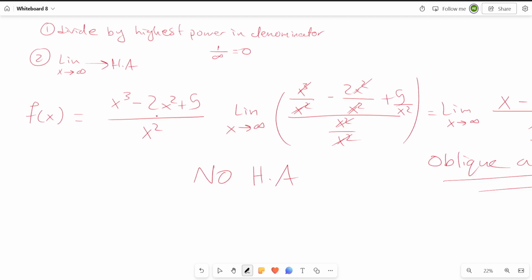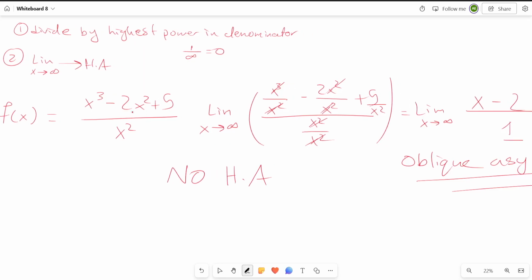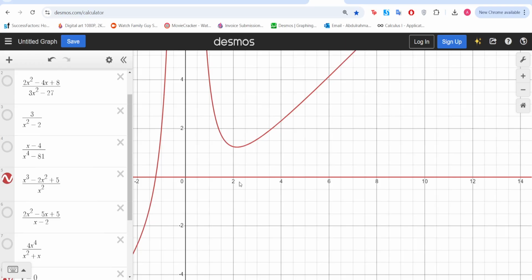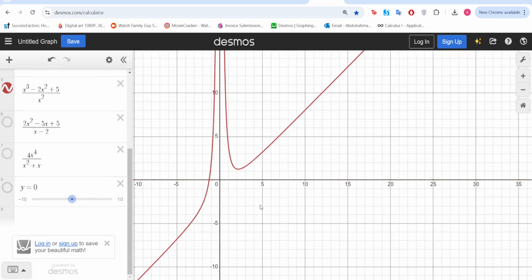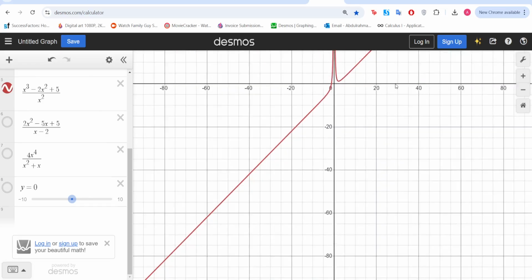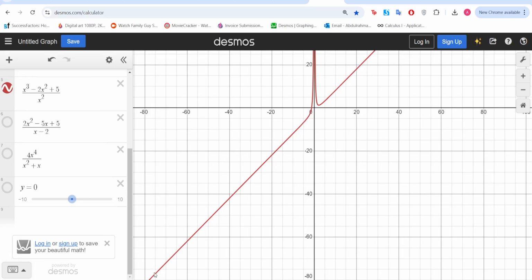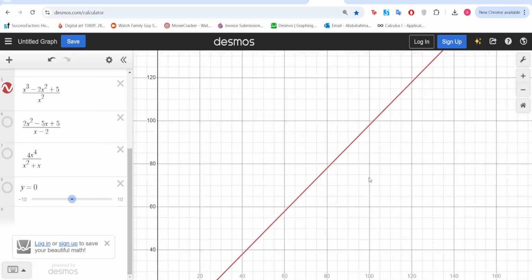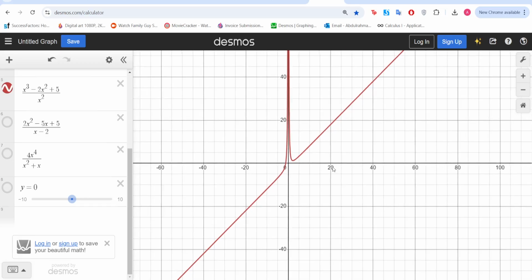So over here, let's test the original question that we solved, and let's see what is happening. If we plot x cubed minus 2x squared plus 5 over x squared, we will have a function that looks like this, and I can see that the function seems to be approaching a straight line that is slanted, and this is my oblique asymptote over here, and I'm going to show you how to find the equation of the asymptote in the next video.